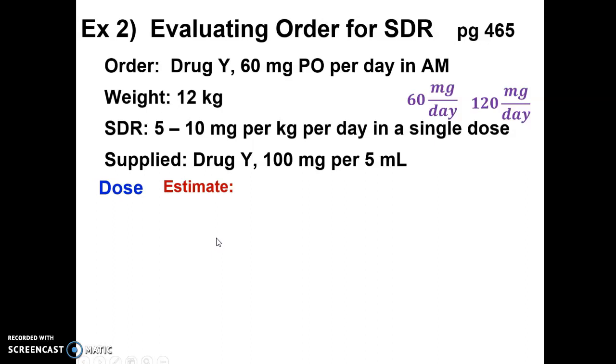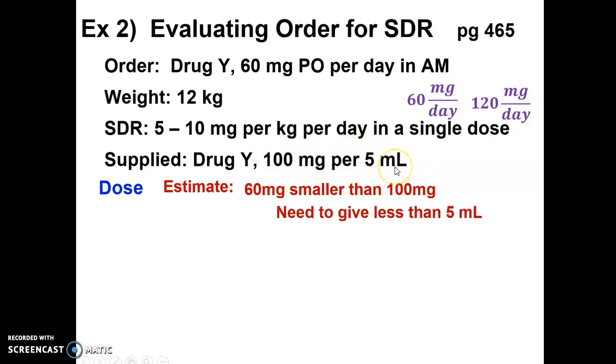Now it's a good habit to always get an estimation before you actually do your math. So keep in mind that we need to give 60 milligrams, right? And the supply closet has this drug Y. They've got 100 milligrams in 5 mils. Well, I don't need all 100 milligrams. I only need 60 milligrams. So that means I won't need all 5 milliliters, right? So let's just make that connection, that 60 milligrams is smaller than 100 milligrams. So our order is smaller than that concentration there, which means I won't be needing all 5 milliliters. We need to give less than 5 milliliters.